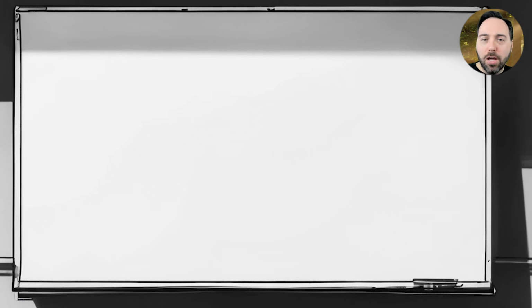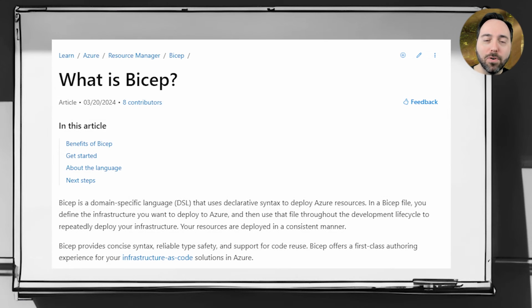That's all well and good, but it turns out that ARM templates aren't the nicest things to write from scratch. I know this because I've done it before. Would not recommend. Instead, Microsoft has an entirely separate language for infrastructure as code called Bicep. Bicep is a domain-specific language, or DSL. Domain-specific languages are programming languages whose creators designed them for very specific use cases.